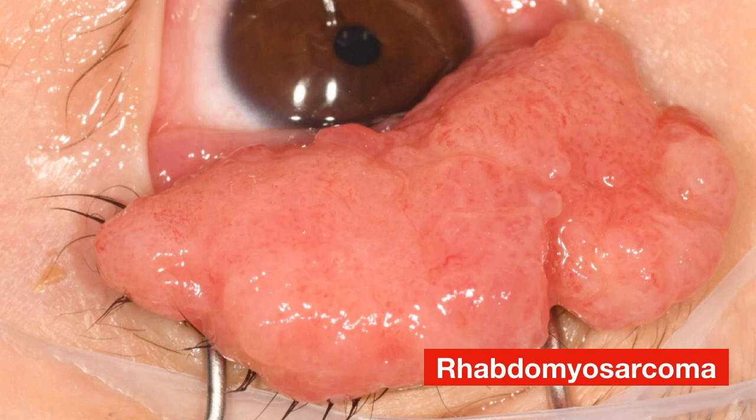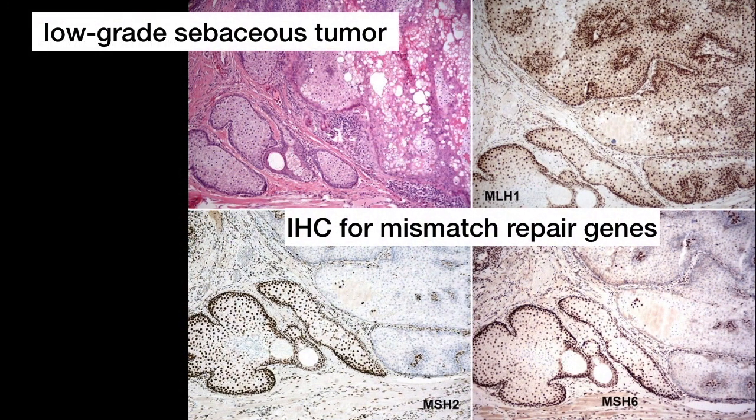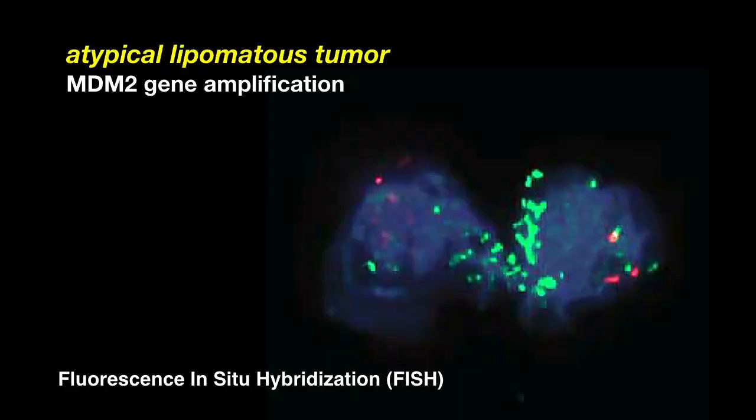The diagnosis of orbital rhabdomyosarcoma is confirmed using immunohistochemical stains for muscle markers like myogenin or muscle-specific actin. Immuno is also used to assess well-differentiated sebaceous neoplasms for abnormalities in DNA mismatch repair proteins, which are found in the Muir-Torre syndrome.